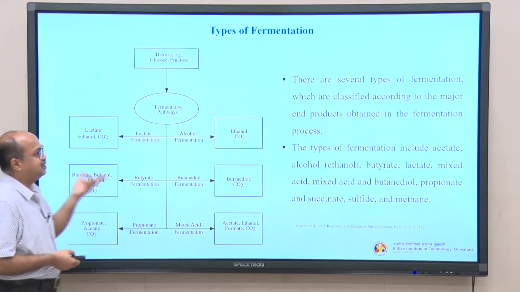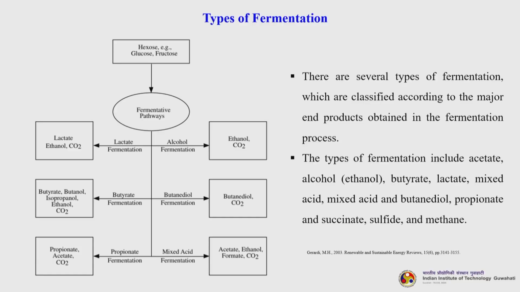Now, there are several types of fermentation which are classified according to the major end products obtained in the fermentation process. These types of fermentation include acetate, alcohol or basically ethanol, butyrate, lactate, mixed acid and mixed acid butanediol, propionate and succinate, sulfide and methane.